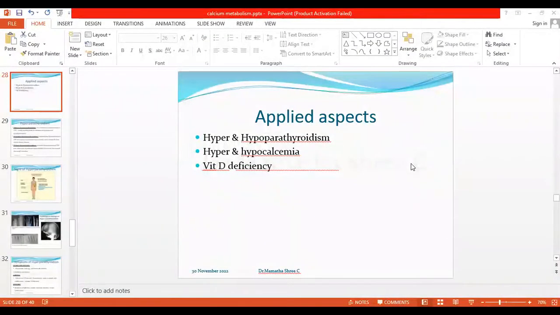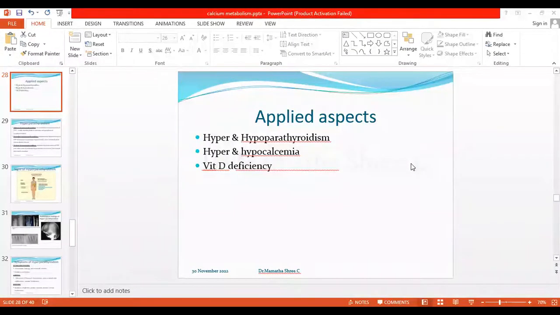Hello everyone. In the previous video, we studied calcium homeostasis and phosphate homeostasis. We studied the parathyroid hormone, calcitonin, vitamin D, and other hormones which affect the calcium and phosphate levels in our body. When we studied parathyroid hormone, we also studied the parathyroid hormone actions, right? Whenever there is increased or decreased activity of the parathyroid gland, we call it hyper- and hypoparathyroidism respectively.